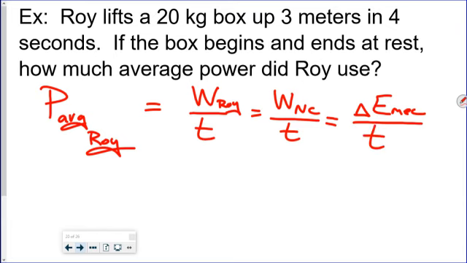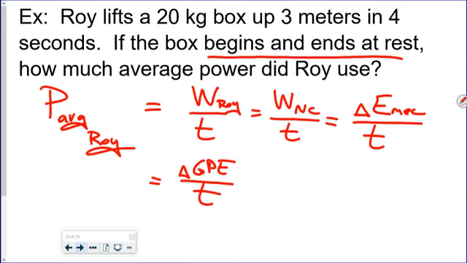Now, if we're lifting a box and it begins and ends at rest, that means the kinetic energy starts and ends at 0. So really, our only change in energy is GPE, right? So we're looking at the change in GPE per unit time, all right? Roy, as he lifts the box, is giving this box gravitational potential energy, and he's giving it some amount of gravitational potential energy per unit time. So this just becomes mg times the change in height per unit time.